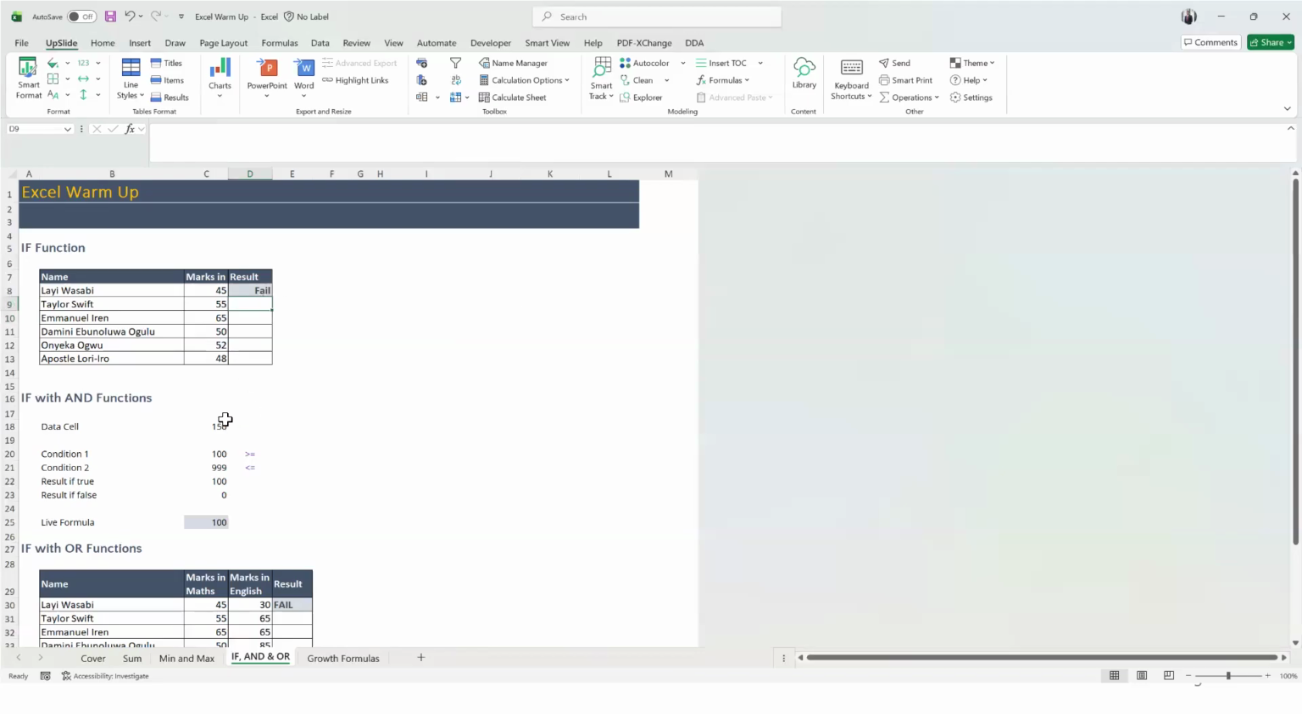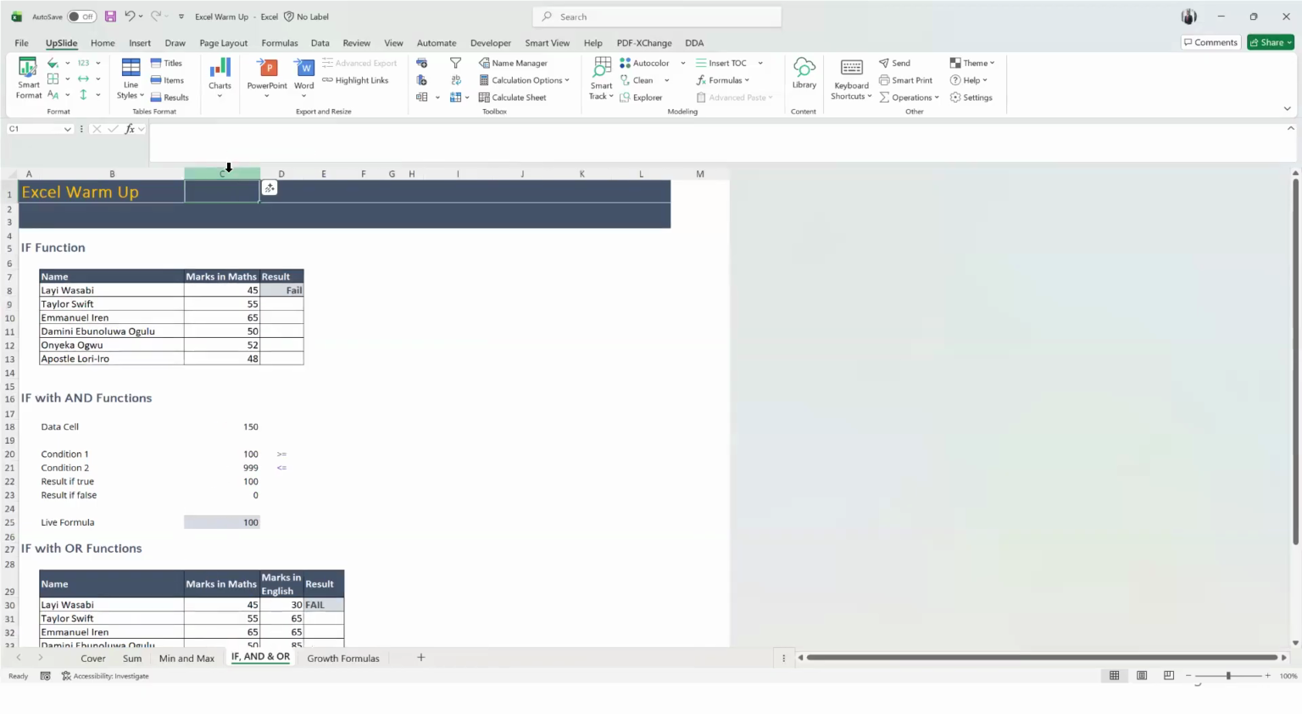So for example, assuming we have this set of results, these are the students, and these are their various scores in mathematics. And we want to say the pass mark is 50, for example. So if the person gets 50 and above, the person passes. If not, the person fails. That's what we want to do. 50 and above, the person passes. Under 50, the person fails. We can use a simple IF function for it.